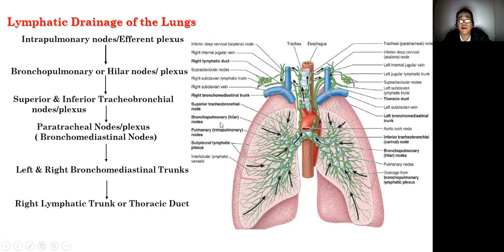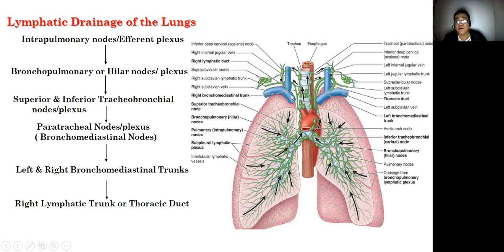Lymphatic drainage of the lungs starts from intrapulmonary lymph nodes and efferent intrapulmonary lymph vessels. They eventually empty the lymphatic fluid into the hilar nodes over here, then into the superior and inferior tracheobronchial nodes. Then it goes up into the paratracheal nodes, eventually into the bronchomediastinal nodes, and into the left and right bronchomediastinal trunks.